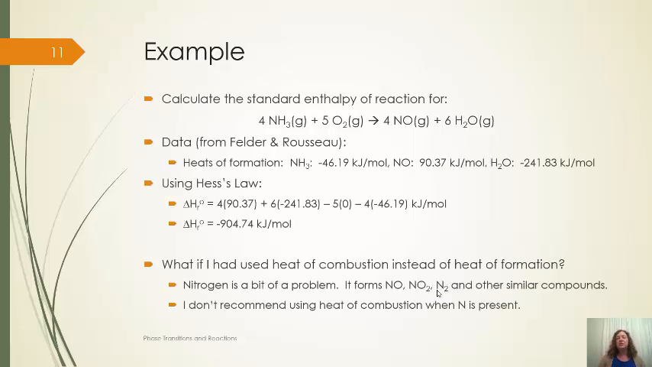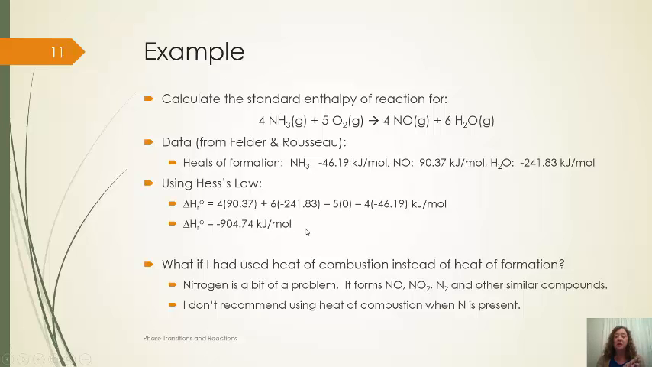So let's do this both ways. First, using heats of formation. Okay, so I just look up all the numbers for heats of formation, and here I have my products, NO and H2O, and then subtract my reactants, NH3 and O2. O2 is elemental, so that one has a value of 0. And be sure to include the stoichiometric coefficient. So 4 times 90.37, 6 times negative 241.83, and so forth. And I get negative 904.74 kilojoules per mole.